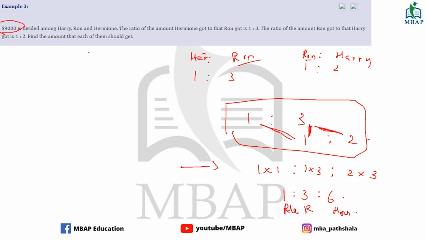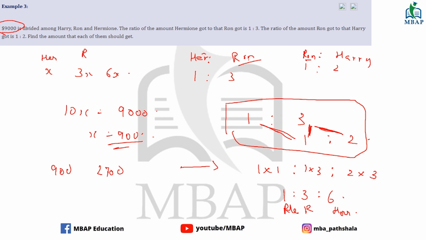And now I can easily find out anyone's share, because I remember I told you the share is actually x, 3x and 6x. So total will be what? 10x is equal to 9,000. That means x is coming out to be 900. I can find out everyone's share now. Hermione's share would be 900. Ron's share would be 3 into 900, that is 2700. And Harry's share will be 6 into 900, which is 5,400. Okay, so the key takeaway over here is how we can transform two different pairs of ratios having one common link into a straight line ratio.